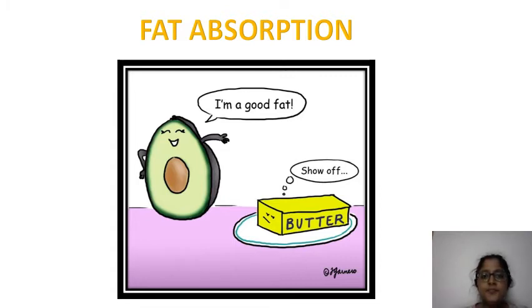In this picture, we can see an avocado and butter. Avocado is saying that I am a good fat, and butter says show off. We know that both of them are a very good source of fat. Now, how can we prove whether this avocado is a good fat and butter is not a very good fat? By its absorption, by its metabolism.